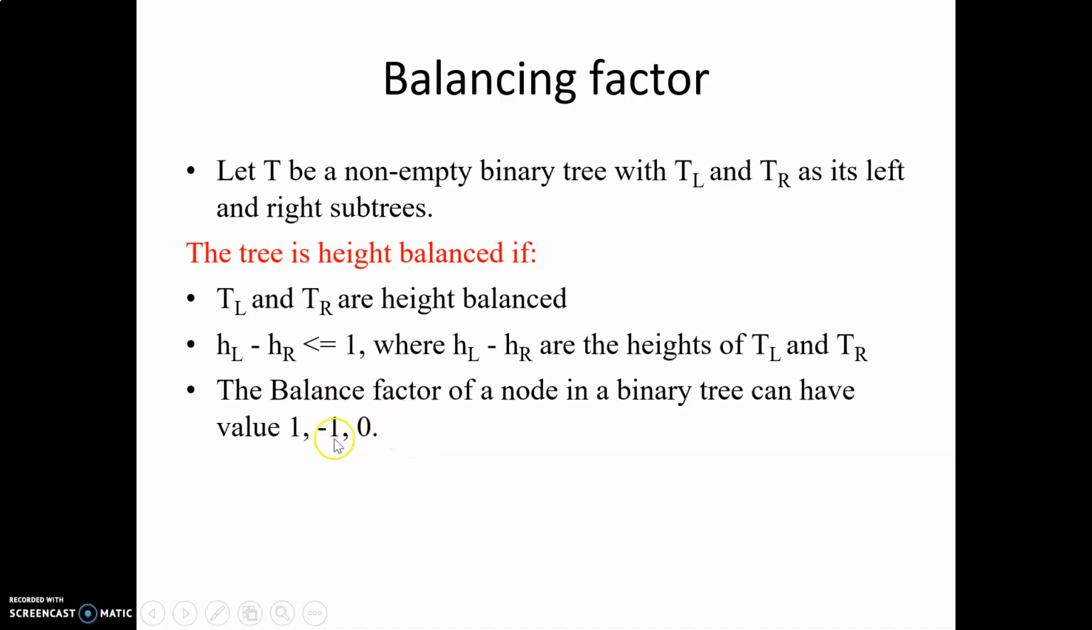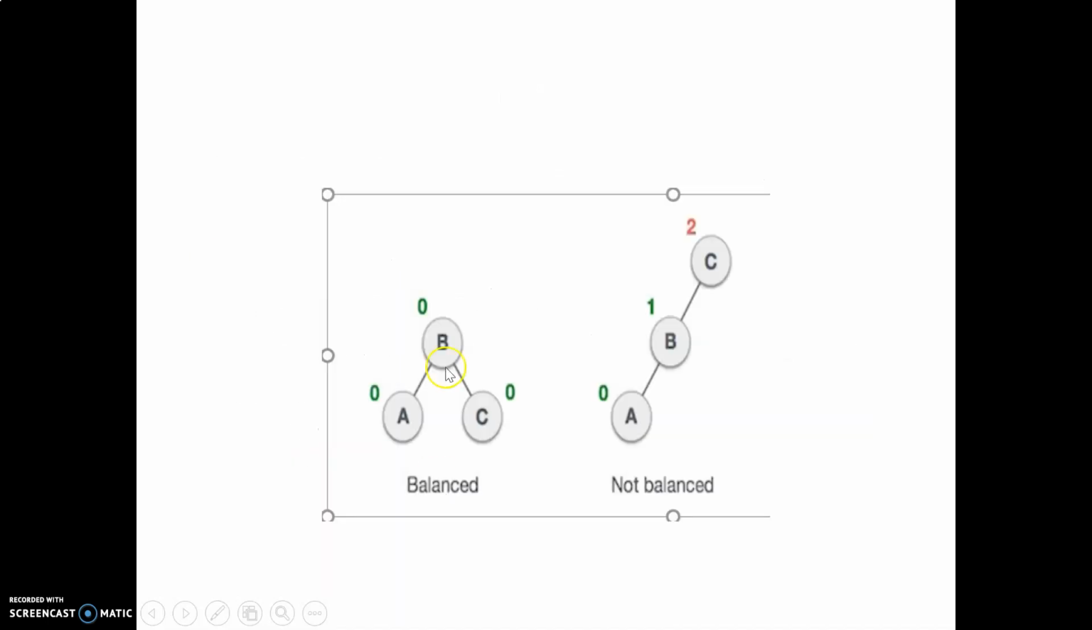If the height of every node is between 1, minus 1 and 0, then my tree is already balanced. And if it is not, we have to make it balanced by doing certain rotations. For example, this is my tree. We are going to find the balancing factor of each node.